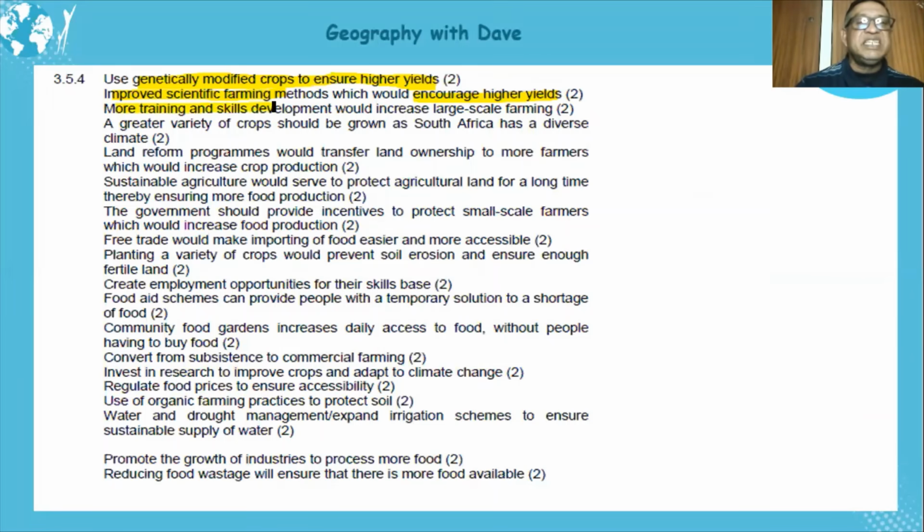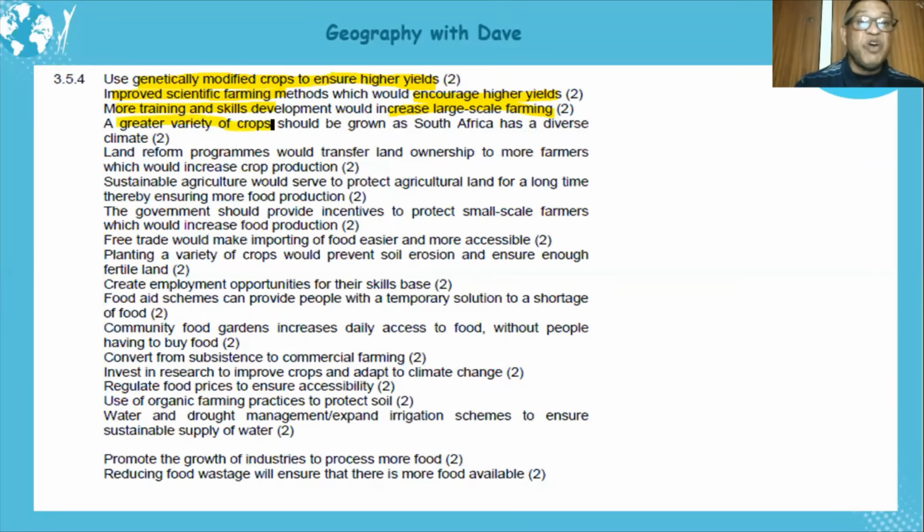More training and skill development increase large-scale farming, those big farms. More skills, you get more farmers getting involved, producing on a large scale, more production. Can you see a full answer? Okay, a full answer. All right, we'll take one more here.